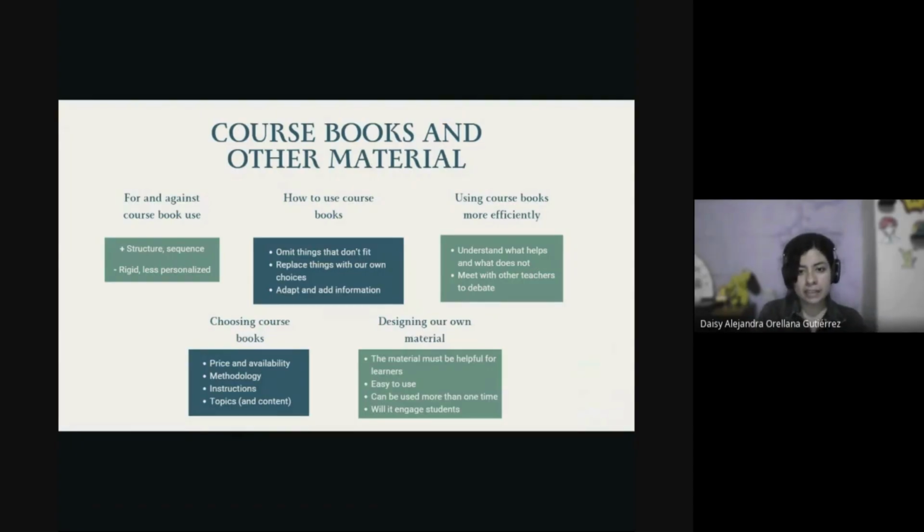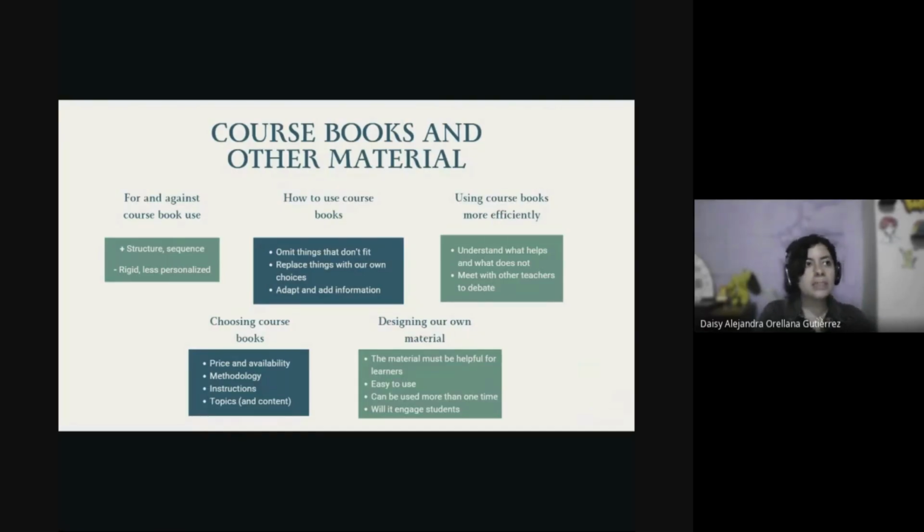their pro side. On the positive side, we can see that they provide a great structure and they give us a clear progression. And also, they give us ready-made activities that the students can do in the moment. But on the negative side, they can be a little bit rigid and sometimes they don't match our students' reality. That's why it is important to adapt the course book to our necessities and those of our students.